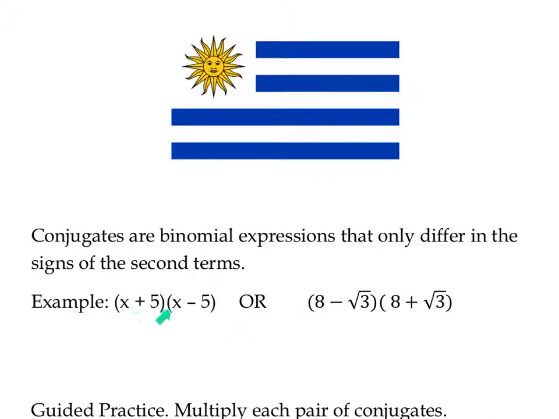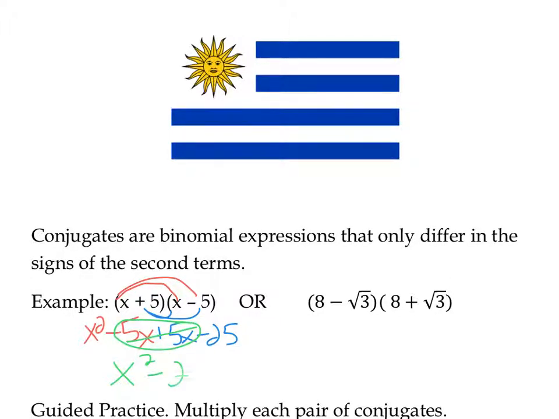Let's do one without the radicals. Let's just do x plus 5 and x minus 5. And you may recall this is something called a difference of squares when we multiply it out. So let's see, when we do x times x, we get x squared. X times 5 is minus 5x. Then we're going to have 5 times x is plus 5x. And 5 times negative 5 is negative 25. So when we simplify this, these two terms in the middle cancel each other out. Negative 5x plus 5x cancels out, and we end up with x squared minus 25.